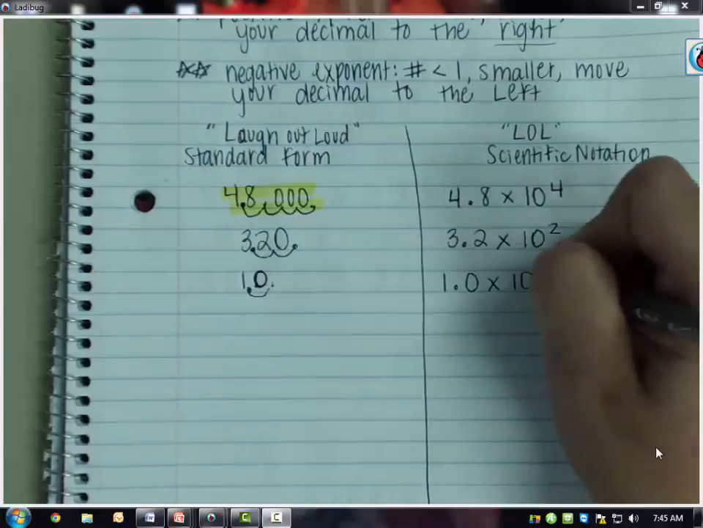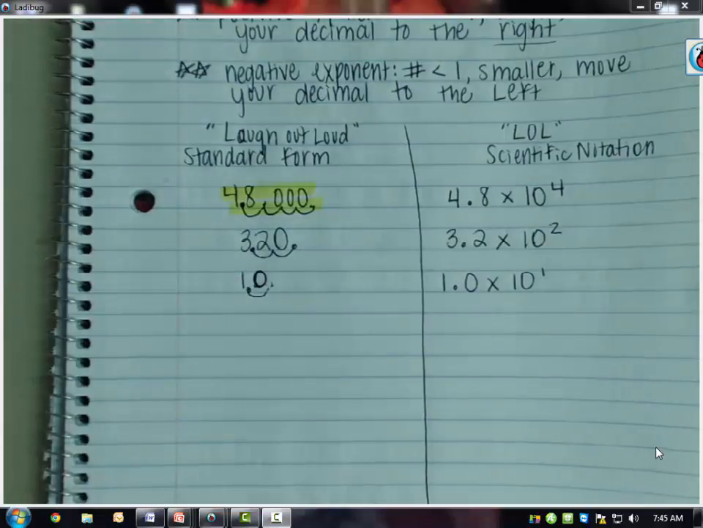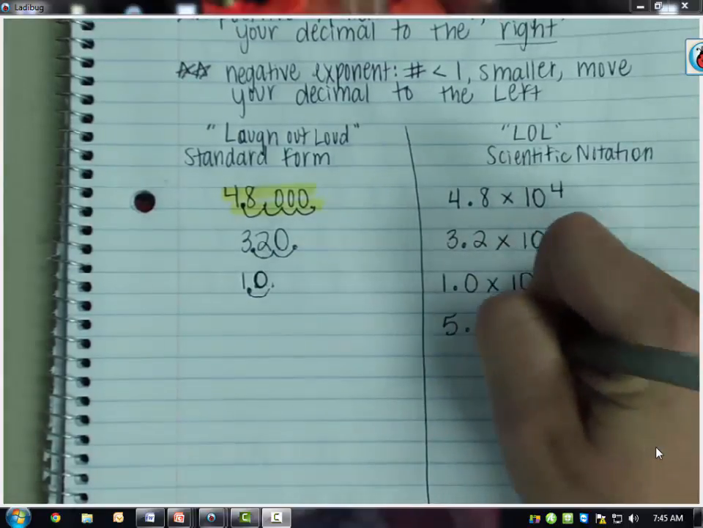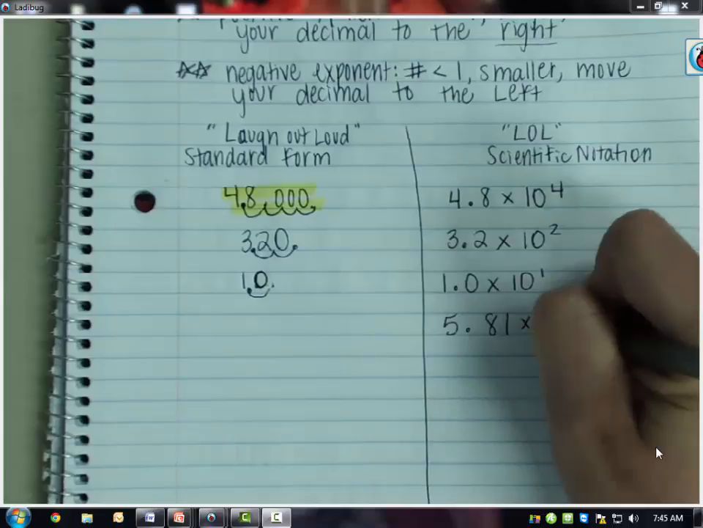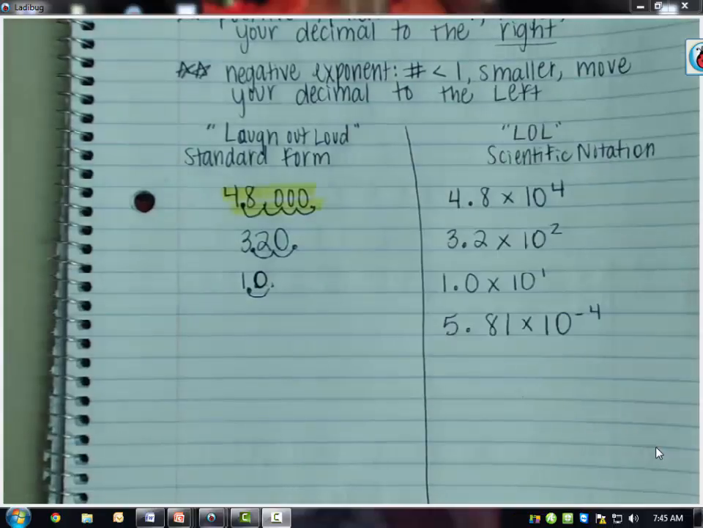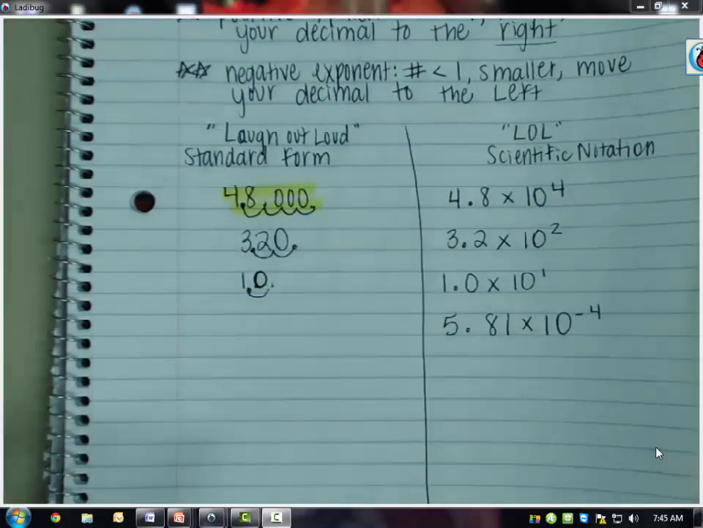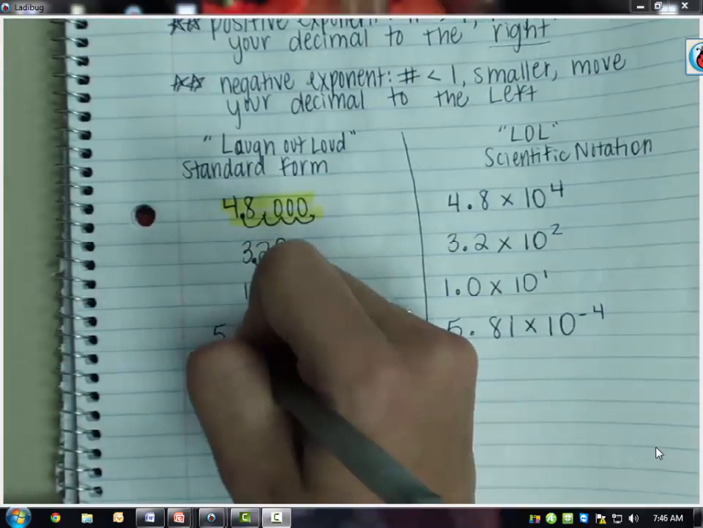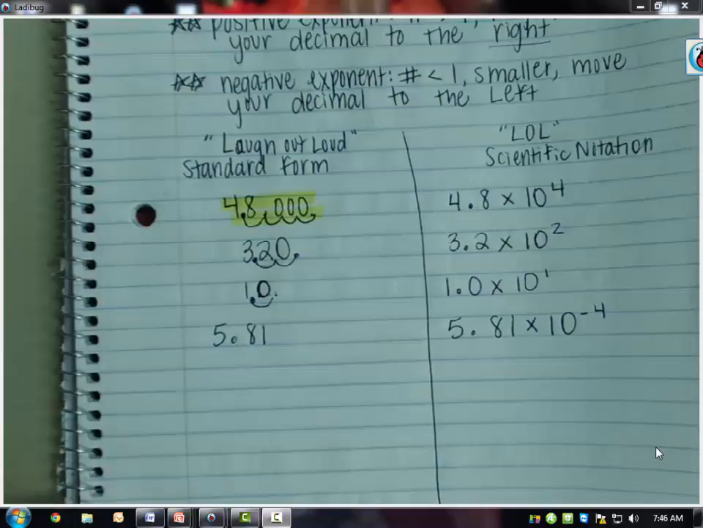What if we flip-flopped it? What if I gave you this side? What are we going to do? And then I trick you up and give you a negative exponent. So what you're going to do is rewrite this number over here, 5 81/100. Okay? I see that my exponent is negative, so I know my number is going to be smaller than 1.